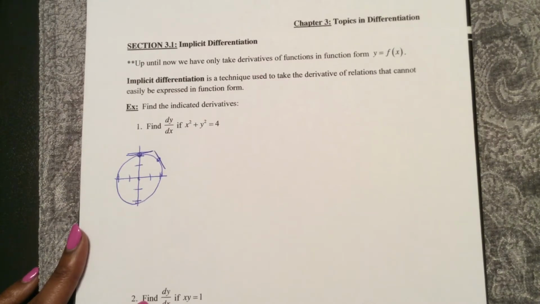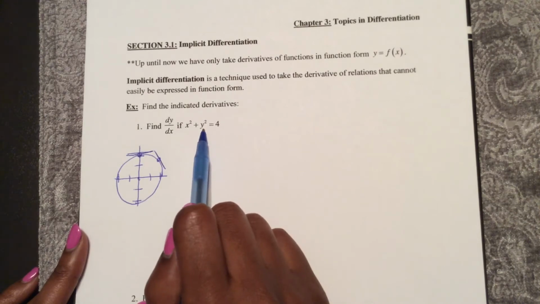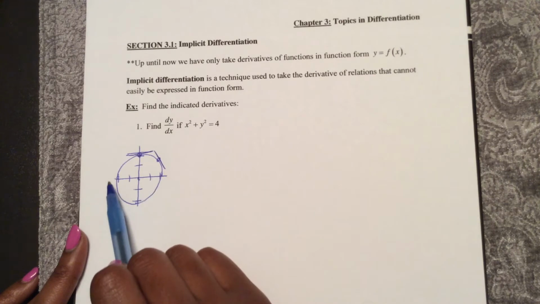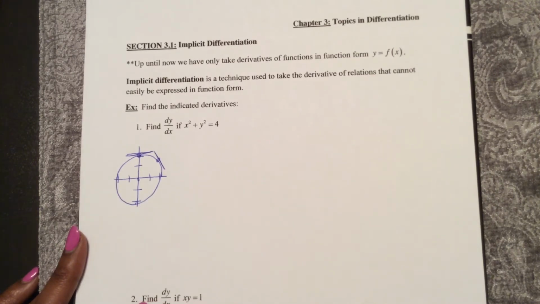If I tried to solve this equation for y, ultimately I would take a square root and I would have the positive square root and the negative square root, and there would be a lot more work. So we can use implicit differentiation with this type of equation in order to simplify and solve it quickly.